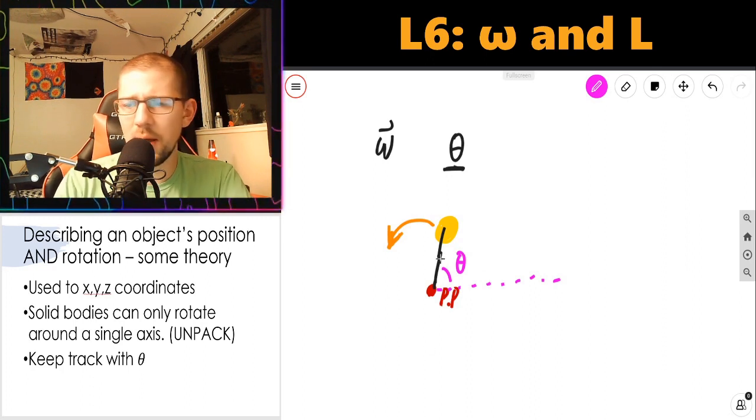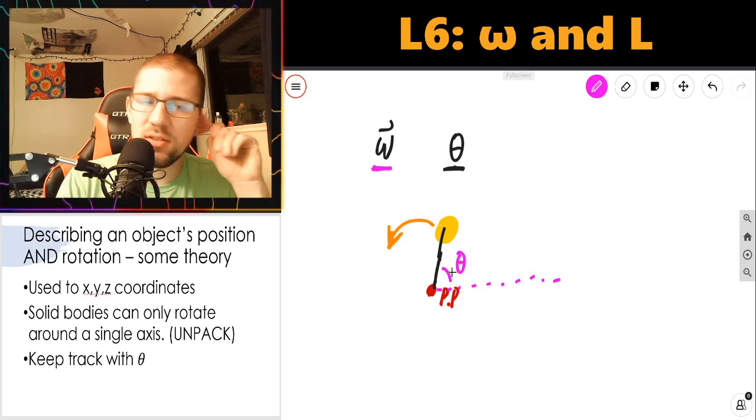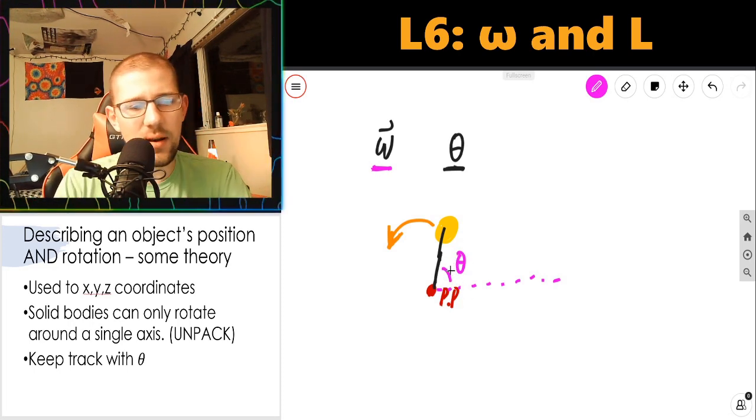It may seem trivial, but the point is that omega, the angular velocity, gives us a measure of how quickly this theta is changing and in what direction, like clockwise or counterclockwise, and along what axis.